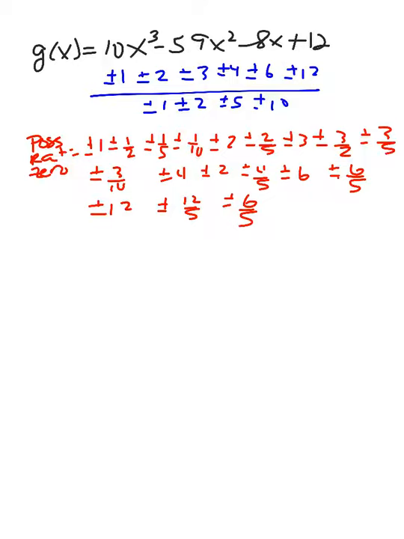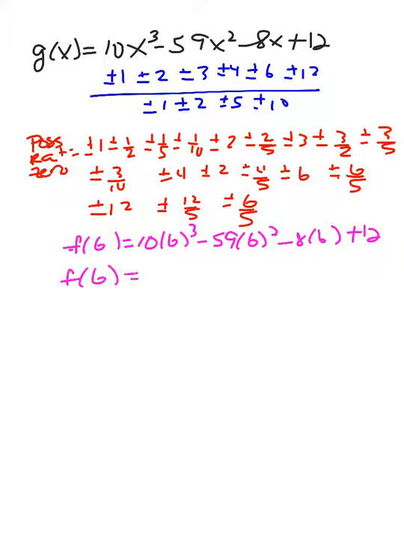All right, so you plug that into the calculator so that we don't have to sit here and start checking these. So plug it in the calculator and look to see which one you think crosses the x-axis. So it looks like it crosses the x-axis at 6. So now we're going to evaluate. 10 times 6 cubed minus 59 times 6 squared minus 8 times 6 plus 12. So plug that into your calculator, and yes, we get 0, which means x equals 6 is a 0.